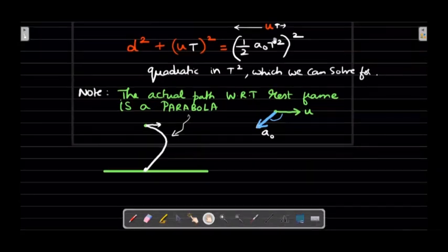Okay, I didn't solve it. I'm a bit lazy here. Value of t comes out to be some square root of something. So I'm leaving it for you. Let's go to the next one.